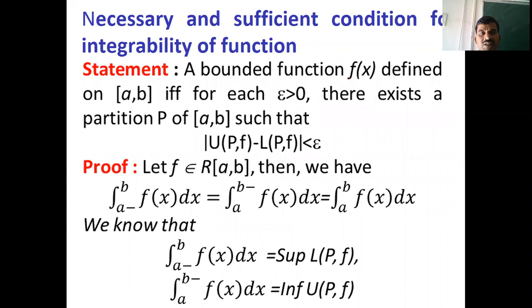Now let us see the necessary and sufficient conditions for R integrability. The statement of this condition is: a bounded function f(x) defined on a closed interval [a, b] is R integrable if and only if for each epsilon greater than 0, there exists a partition P of [a, b] such that U(P, f) minus L(P, f) is less than epsilon. So we have to prove one as the necessary condition and the other as the sufficient condition.